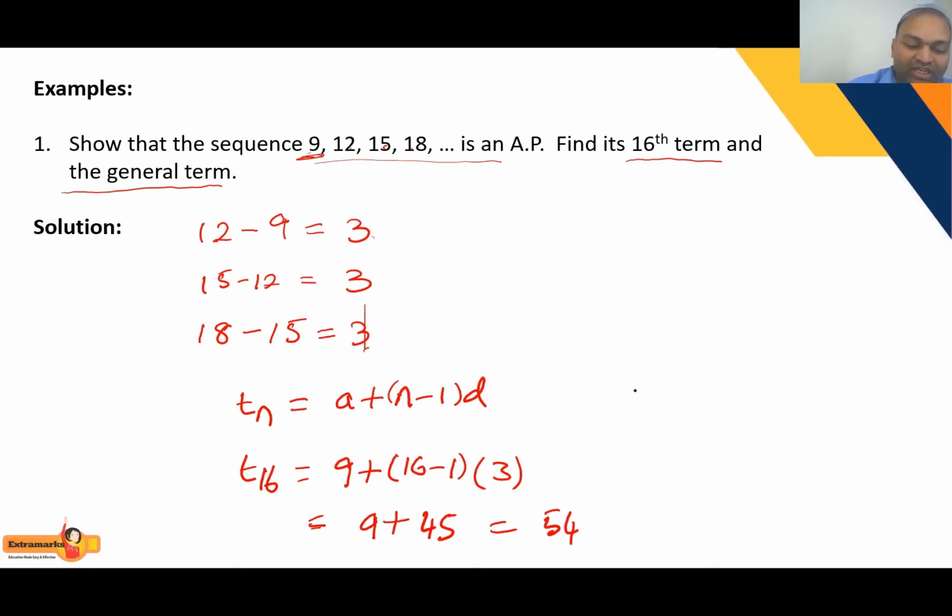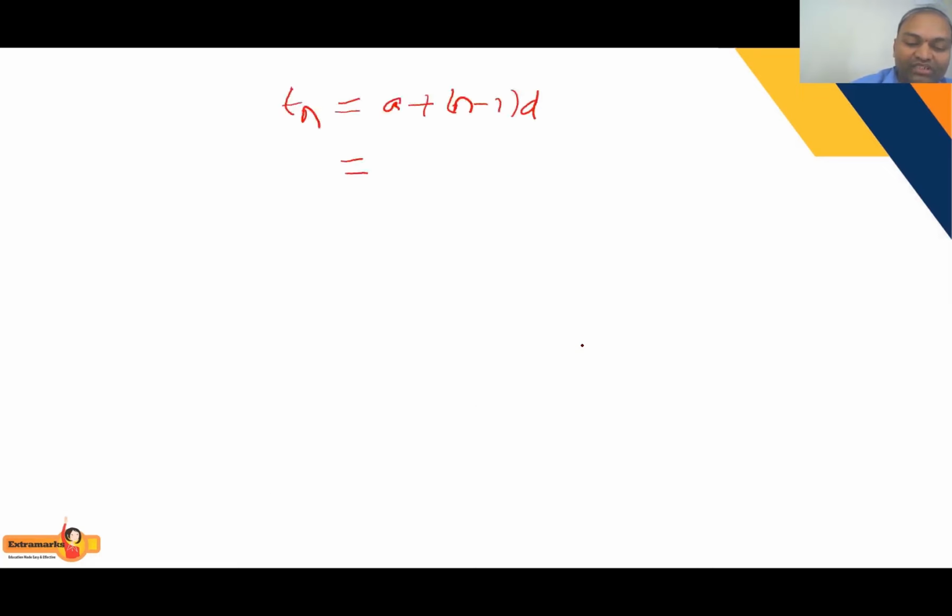Then next, calculate what? The general term. General term means, see, just now we wrote the nth term formula. So Tn is equal to a plus (n minus 1) into d. First write the a value. A is equal to 9, and the common difference is 3. So write here a is equal to 9 plus (n minus 1) into common difference 3.